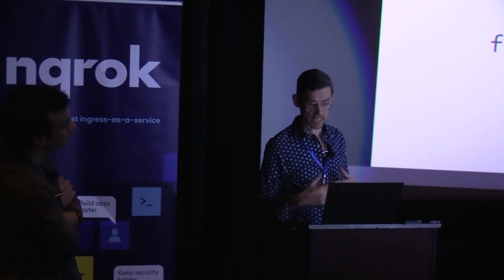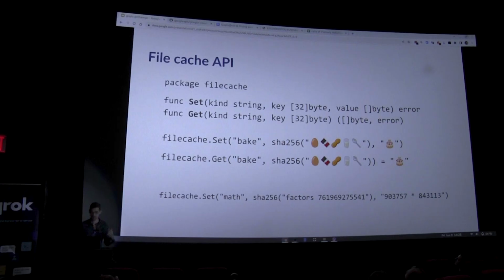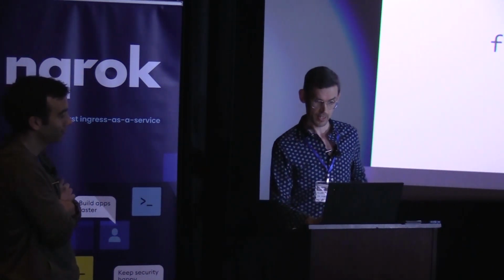Like a build system, the cache records facts of the form, if you follow this recipe, you get this cake. Both the recipe and the cake can be quite large, in this case hundreds of kilobytes in the worst case. So we use a cryptographic hash to compress the recipe down to a small fixed-size thing, 32 bytes. The kind string you see here, which is bake at the top or math at the bottom, is just a way of partitioning the cache for different purposes so they don't tread on each other's toes. By the way, I couldn't find a flour emoji, so this is going to be a flourless chocolate cake.